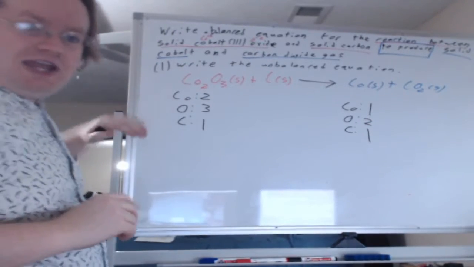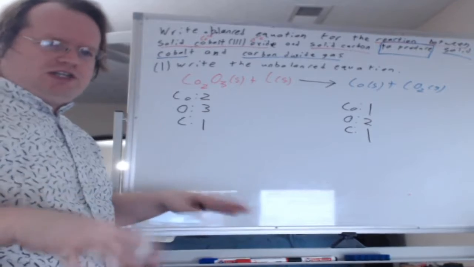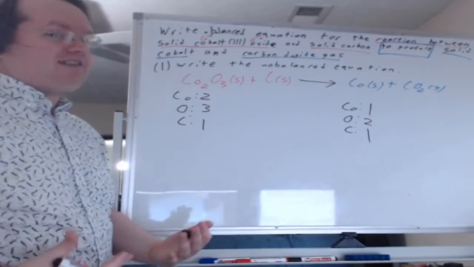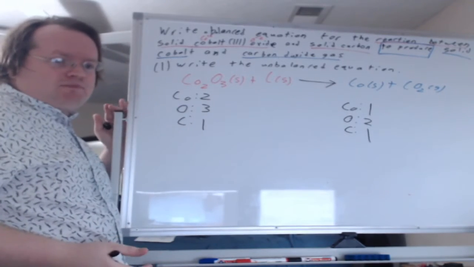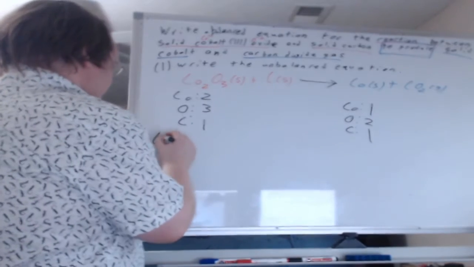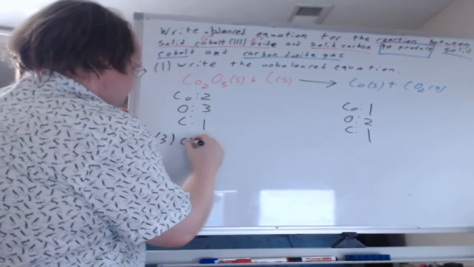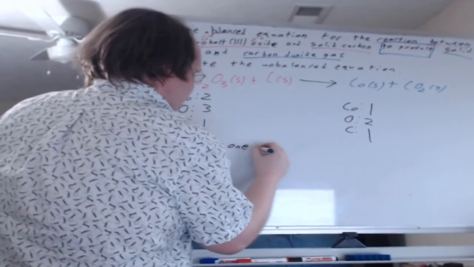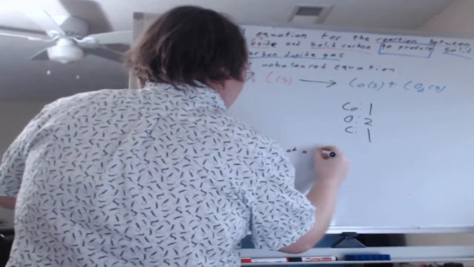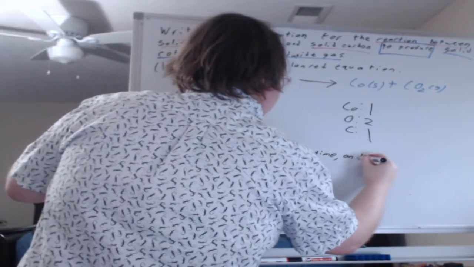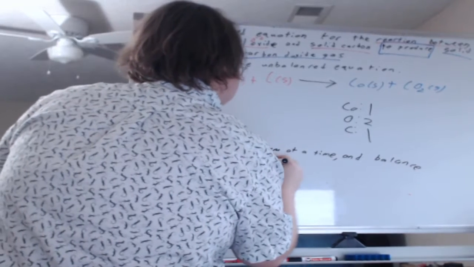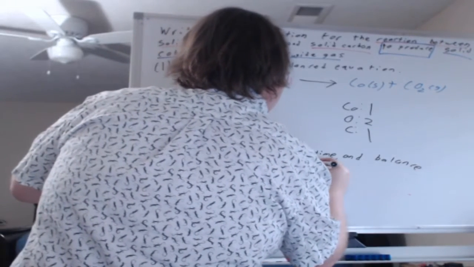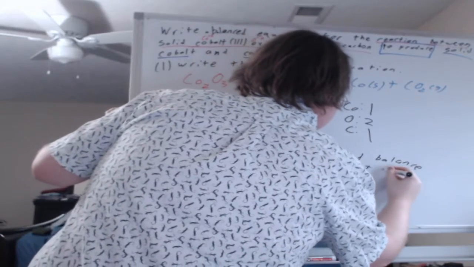So on our step 2, we check if we're already done. If these numbers are the same on both sides, you're finished and the equation doesn't need any more. Now, usually when I ask a question, that's probably not going to be true, like here. We have 2, 3, 1, 1, 2, 1. That means we're not okay. Now, our step 3 is going to be choose 1 atom at a time and balance it by adding a coefficient in front of the compound containing it.